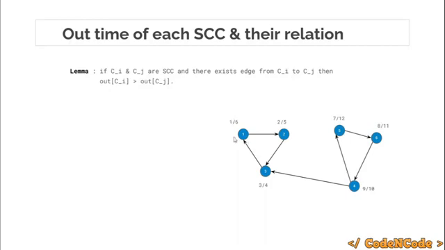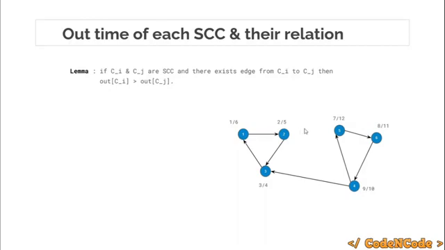But we have already seen that in and out time are defined for a vertex, not for the SCC, so we need to define them. So what is out time? Out time is the time when you leave a vertex from a DFS call, right? When you enter a node for a DFS call, that is your in time, and when you leave that node and your DFS completes the execution, that time is known as the exit time or out time. So out time of an SCC would of course be the maximum of all of the out times of the nodes which comprise that SCC.